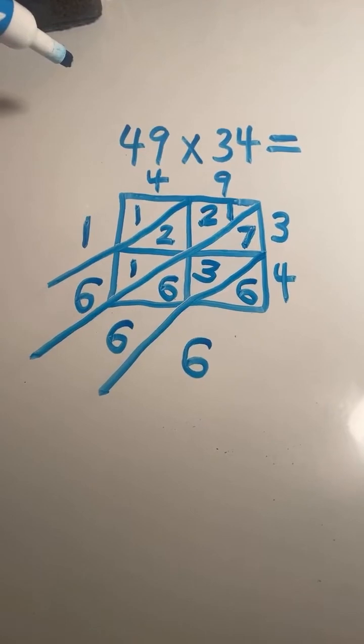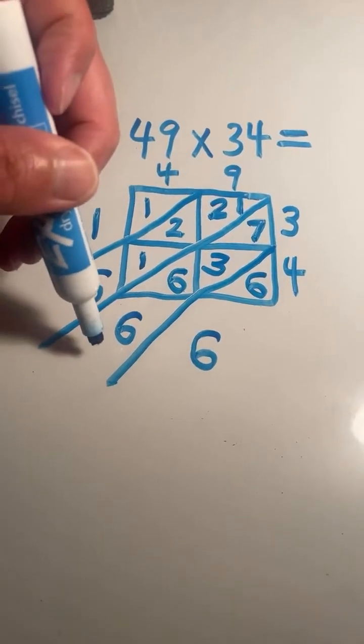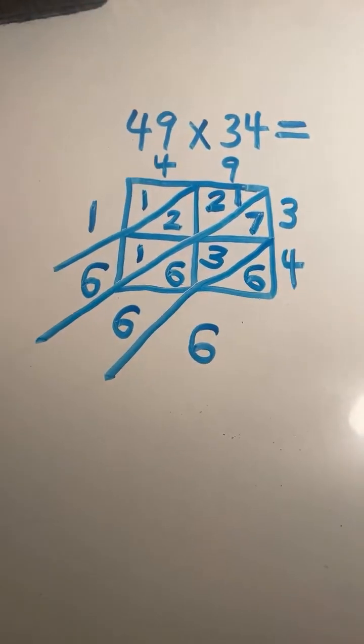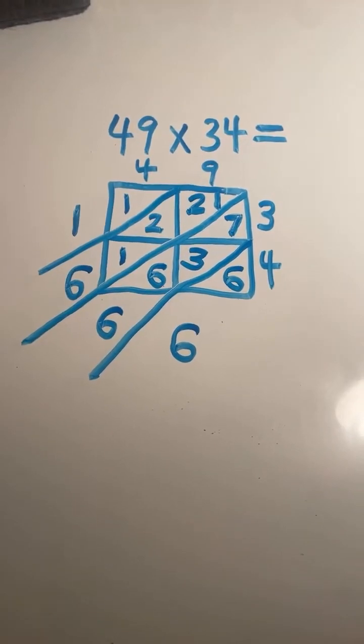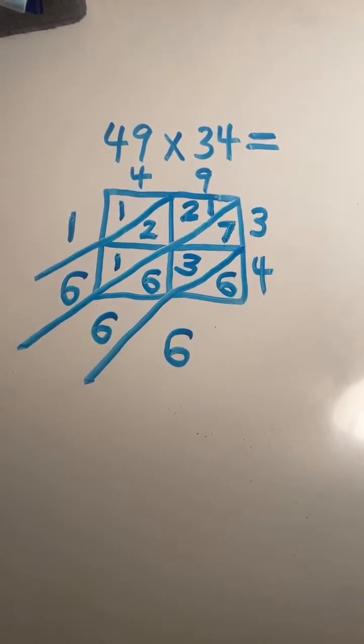And we have our final answer. So we have a 1 in the thousands place, a 6 in the hundreds place, a 6 in the tens place, and a 6 in the ones place. So we have our final answer. 49 times 34 equals 1,666.